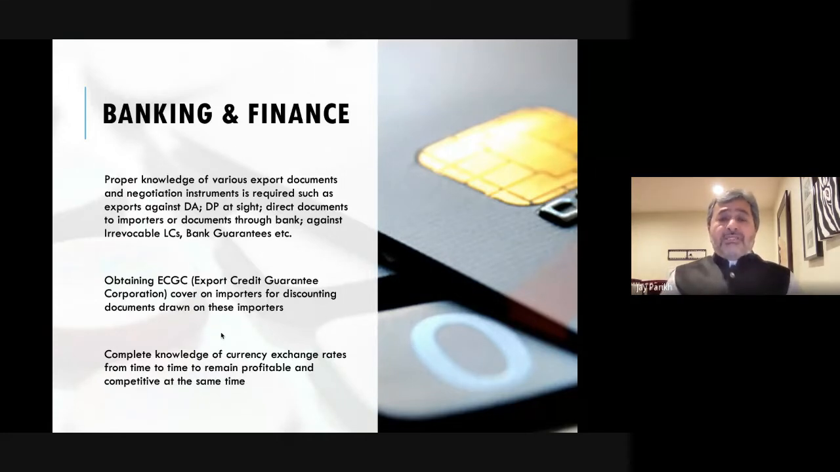It is always good to obtain an ECGC, which is an Export Credit Guarantee Corporation, certification or a cover on importers. Based on the Dun and Bradstreet standing of my company or any other company, ECGC gives a cover. So if you have supplied to me on DA 90 days and I fail to pay you, then obviously I'll be blacklisted as an importer, but you will be paid your money by ECGC. So that's the kind of insurance ECGC is offering. I'm pretty sure you guys are aware of that.